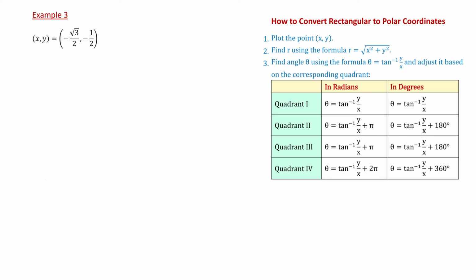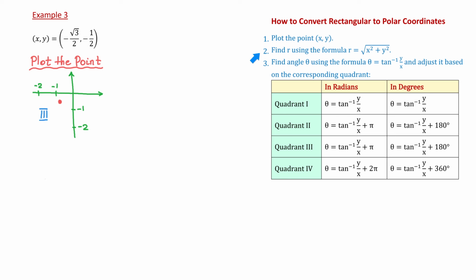Here the point has the coordinates -square root of 3 over 2 and negative 1/2. We will start by plotting the point. Negative square root of 3 over 2 is approximately negative 0.9. So we will move approximately 0.9 to the left and then 1/2 down. And here we see that this point is in quadrant 3.